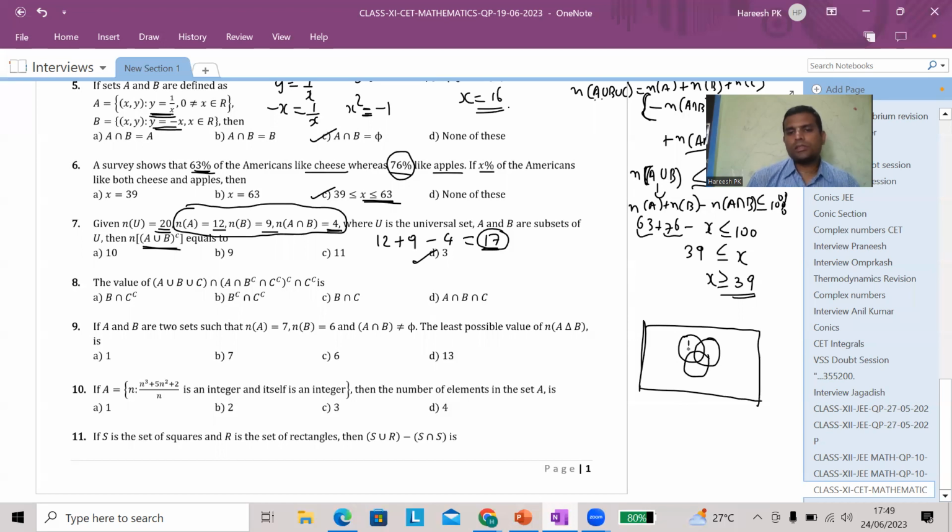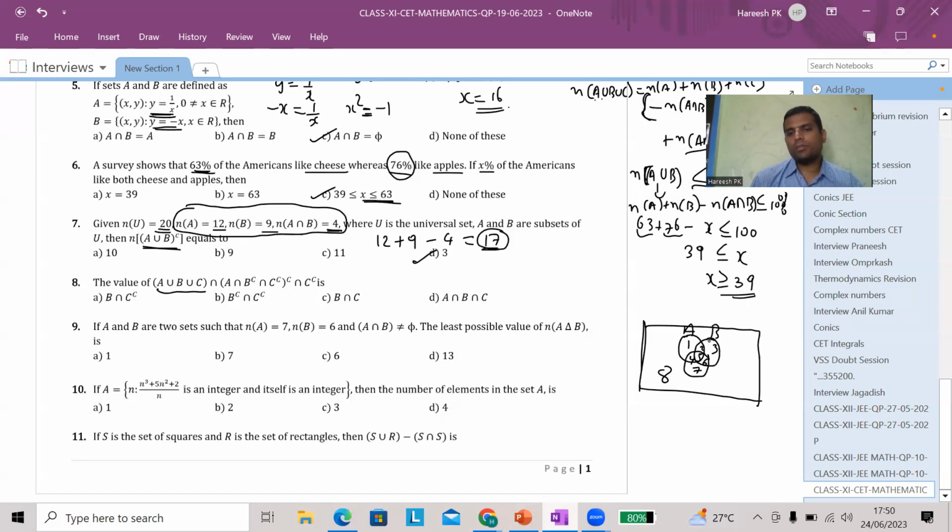So we'll call each region 1, 2, 3, 4, 5, 6, 7, 8. So there are 8 regions. Now A union B union C. What is A union B union C?